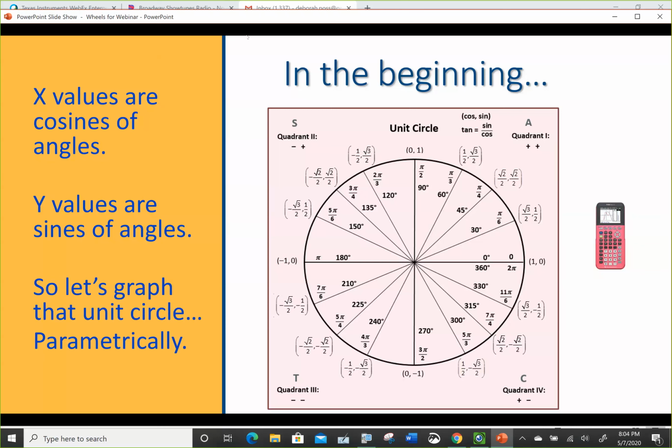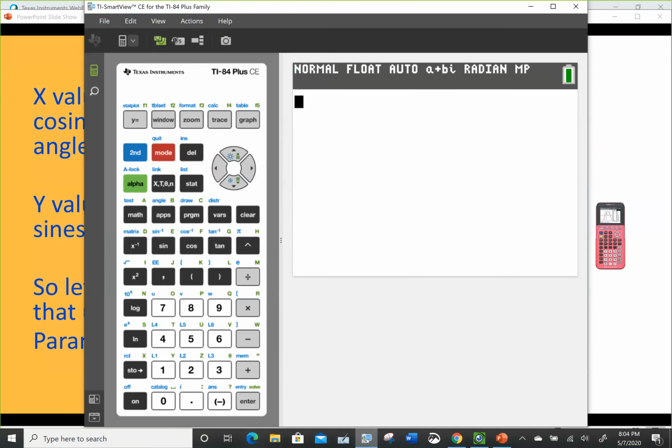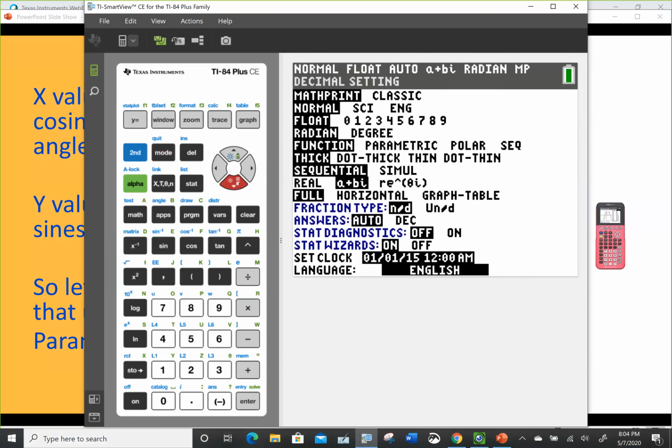So the first thing I'm going to do is open up my Smart View. If you've never played with Smart View, remember that there's a free 6-month subscription for Smart View right now on education.ti.com. So you're more than welcome to play with it. I like it. In order to graph something parametrically, the first thing we need to do is change the mode. So I'm going to press the mode button, and you'll notice that one of the options besides function is parametric. So I'm going to press parametric and hit enter.